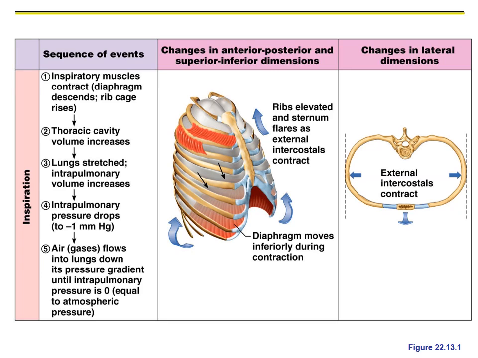Pressures. Increasing the intrapleural and intrapulmonary volumes causes a drop in intrapleural and intrapulmonary pressures. This is the application of Boyle's law. As soon as the intrapleural and intrapulmonary pressures become less than the atmospheric pressure, air follows its gradient. That means air will move from the atmosphere, where pressure is higher, to the alveoli, where pressure is lower.